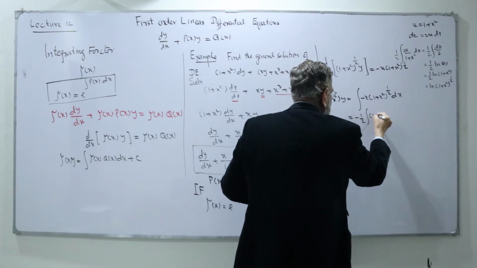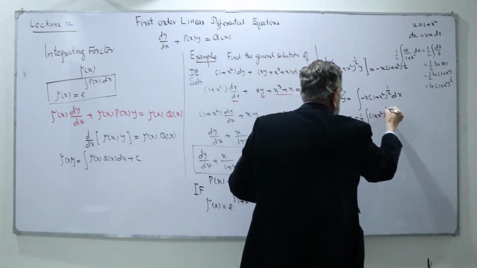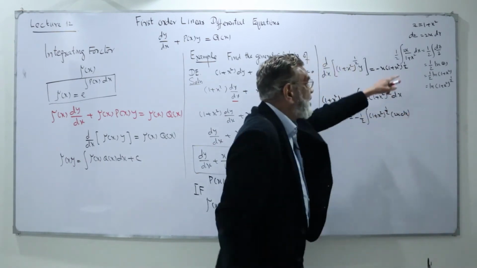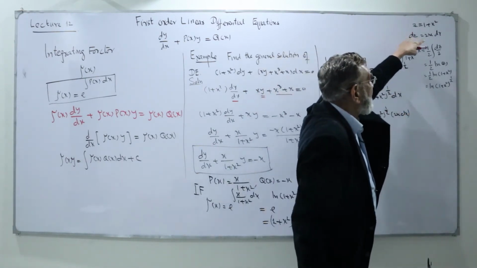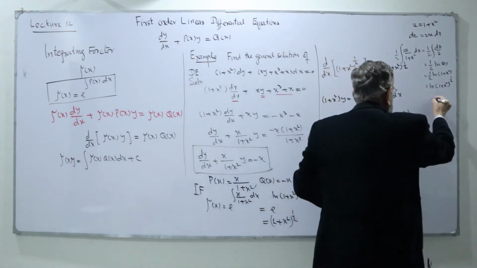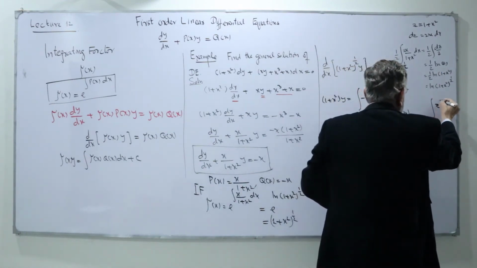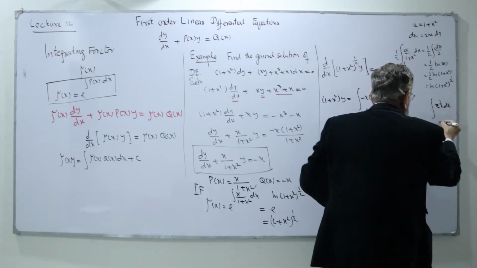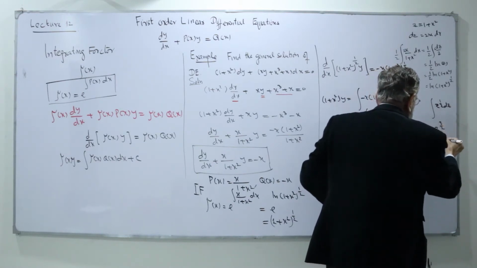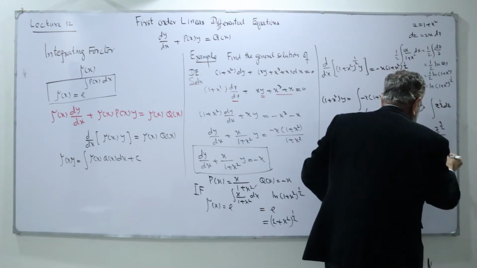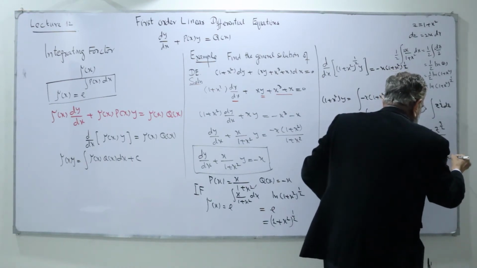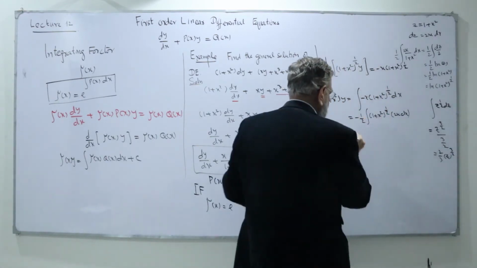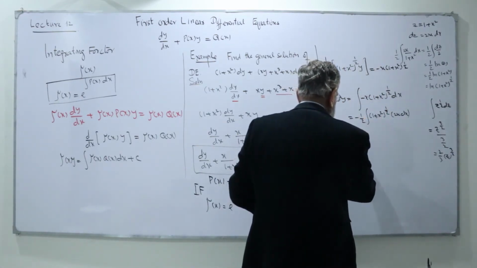I get here 1 plus x square to power 1 by 2, 2x dx. So if I take this as equal to z, my dz is 2x dx. So what I'll get is z to power 1 by 2 into dz. Integrating, I get z to power 3 by 2 over 3 by 2, or I'll write here 2 by 3 into z to power 3 by 2, and put the value of z. This 2 is cancelled with 2. I get this equal to minus 1 by 2.